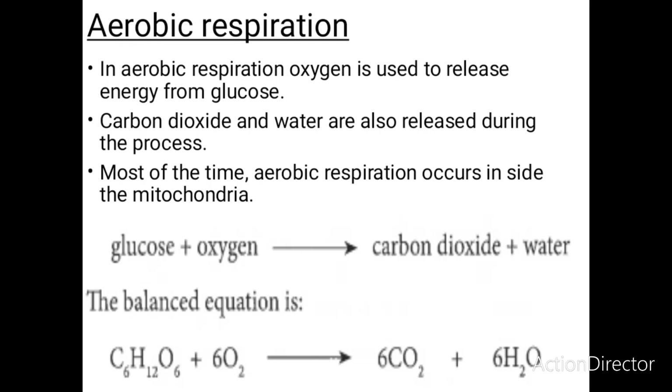In aerobic respiration, oxygen is used to release energy from glucose, and during this process, carbon dioxide and water are also released. Most of the time, aerobic respiration occurs inside the mitochondria, which are small organelles found inside animal cells. This is the word equation for aerobic respiration.